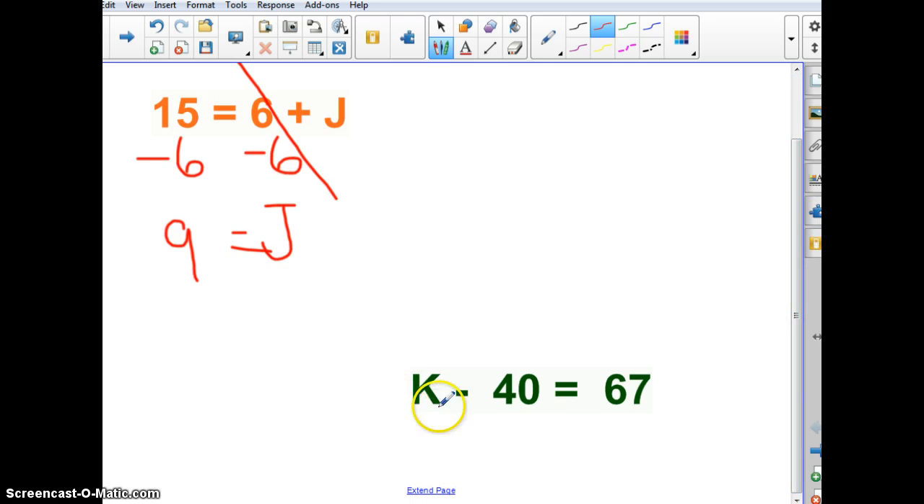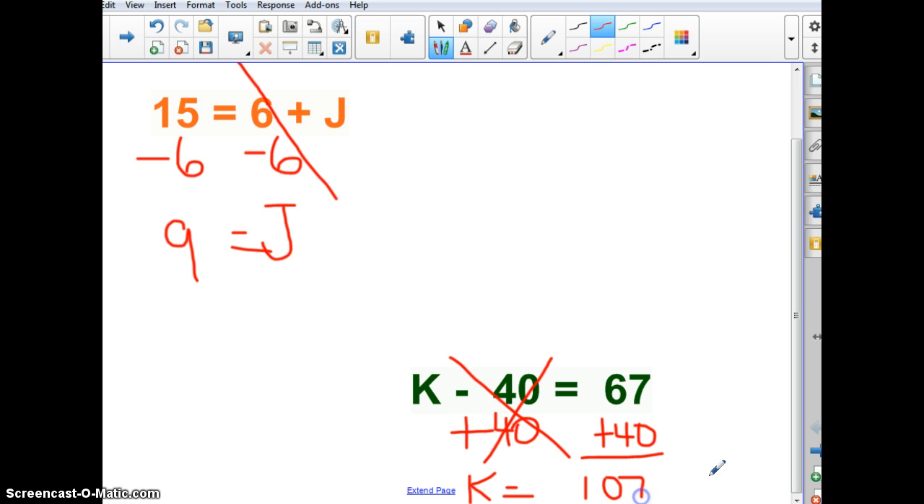Okay, we want to get k all by itself, so we're going to do the opposite to cancel this out. So instead of minusing 40, we're going to add 40. What I do to this side, I also have to do to this side. That means this is canceled out, and I am left with k all by itself on this side. And if I add this up, I'll get 107. K equals 107. If I put that 107 in place of the k, 107 minus 40 does equal 67.